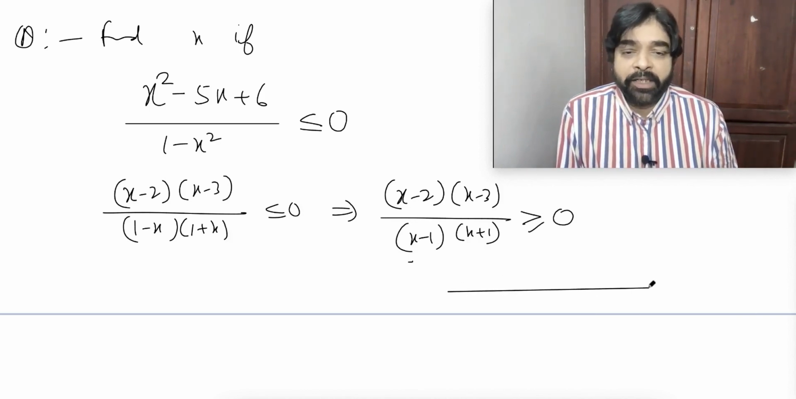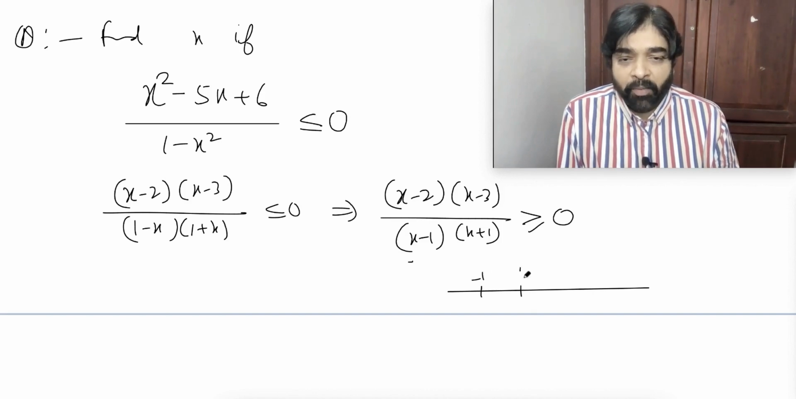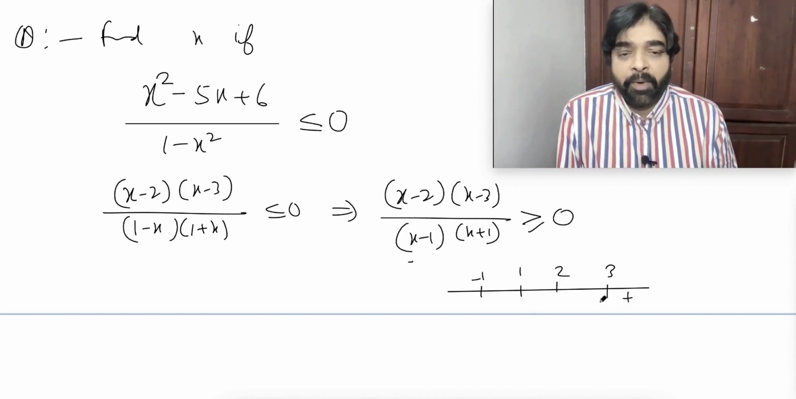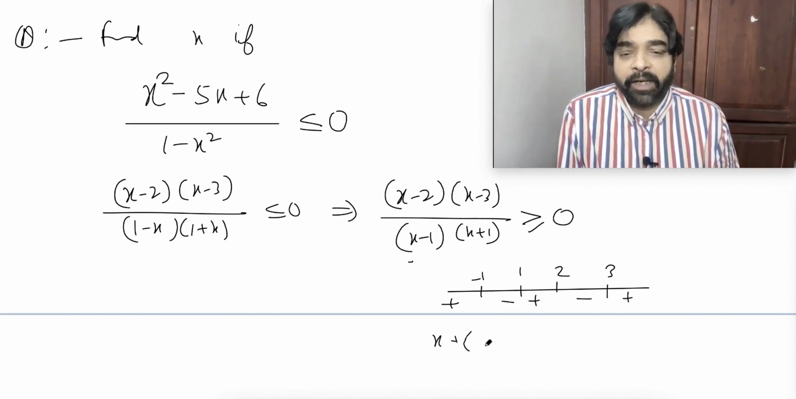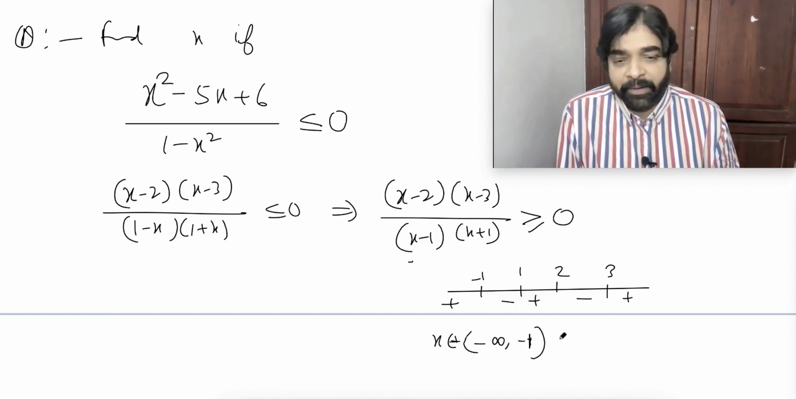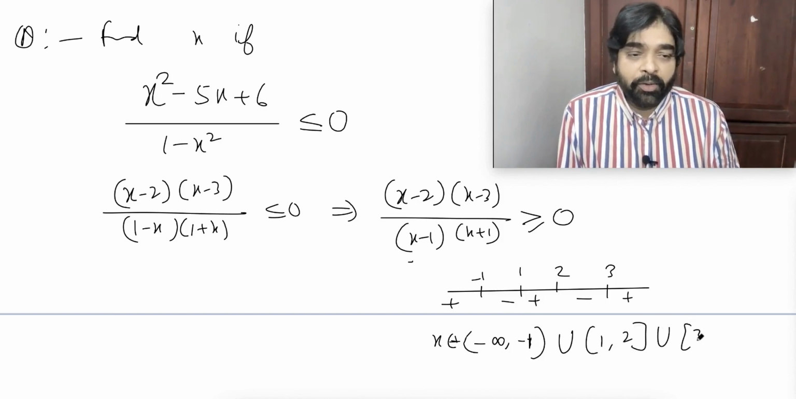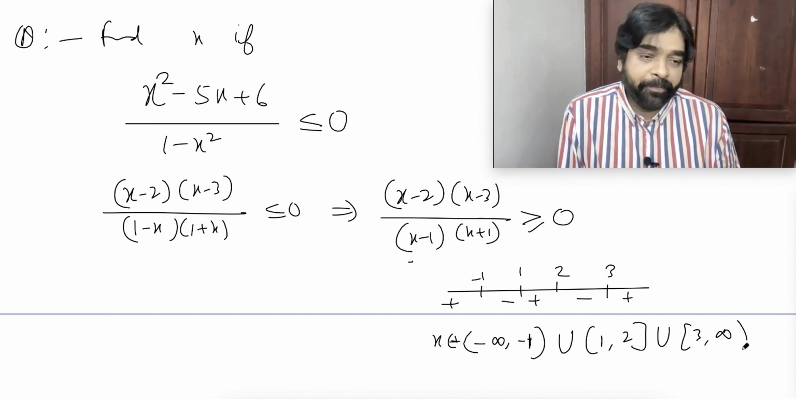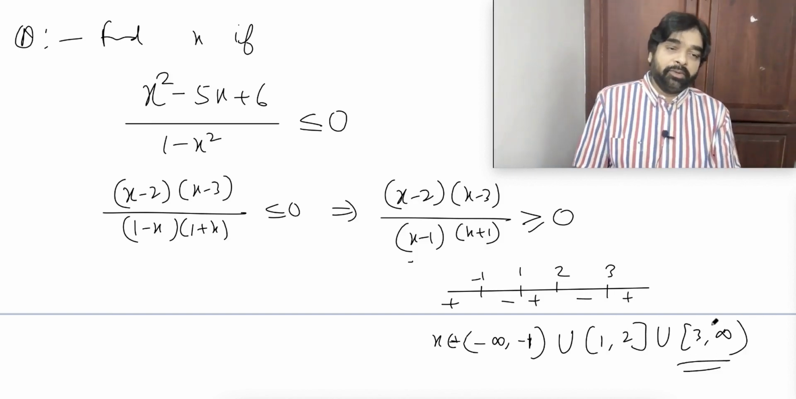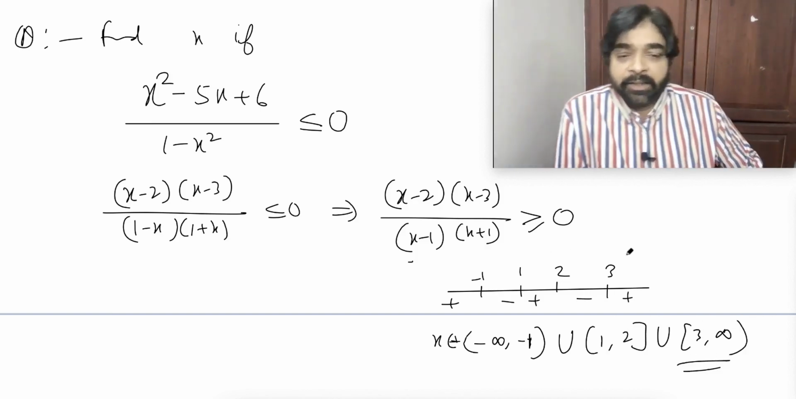So the critical points are minus 1, 1, 2, 3. Positive, negative, positive, negative, positive. We want positive, so x belongs to minus infinity to minus 1, but that is open, union 1 open, 2 closed, union 3 closed to infinity. Yes, I think 3, 4 people gave the answer, that is correct.